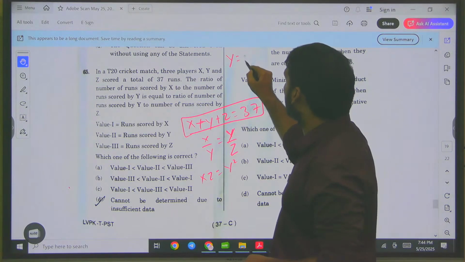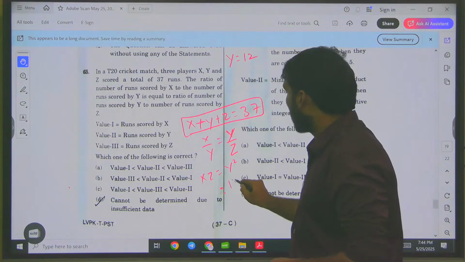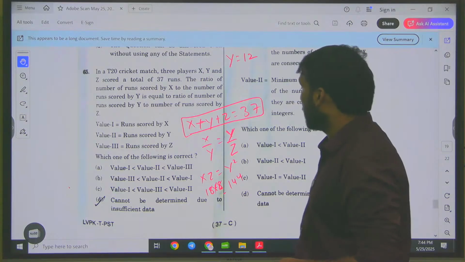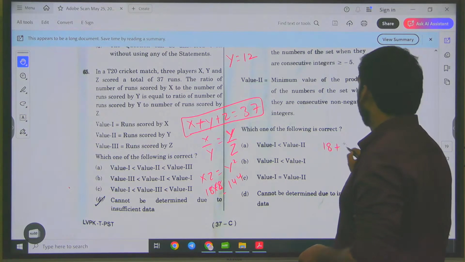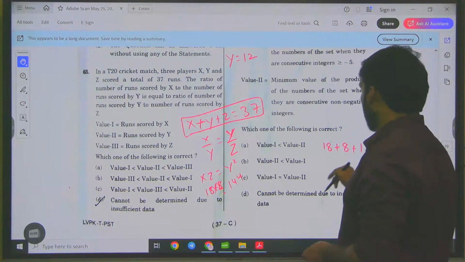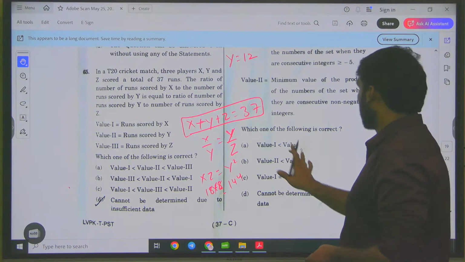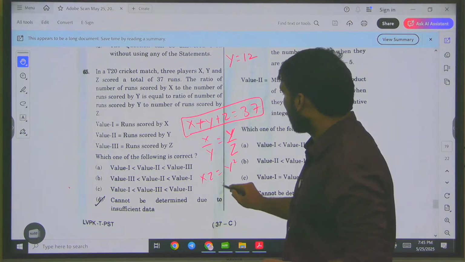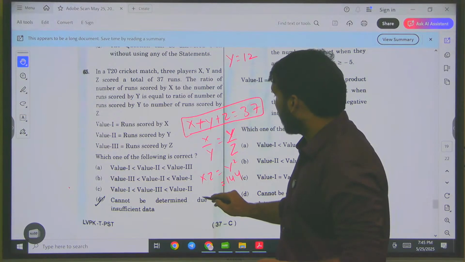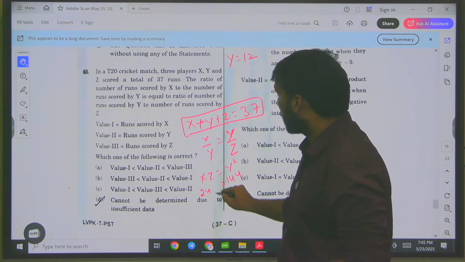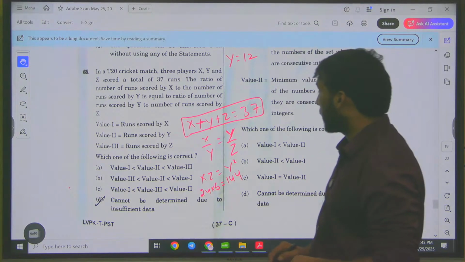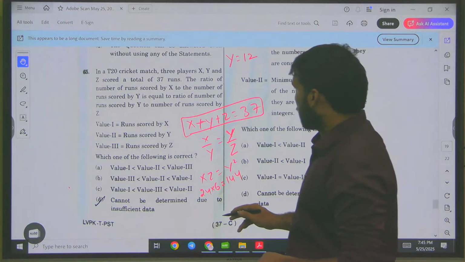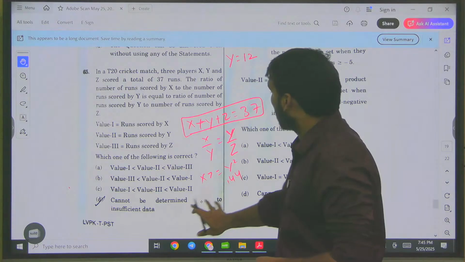If I take the Y value as 12, Y square is 144. 18 into 8 will be 144. So 18 plus 8 plus 12, I'm getting 38. 11 square is 121, 38, once again 144. 18 and 8 is one possibility and 24 and 6 is another possibility. 24 plus 6 is 30. I should not get... one second, I will check it.